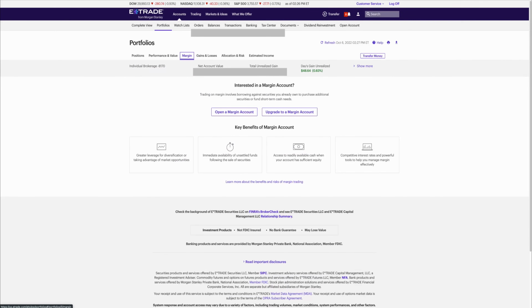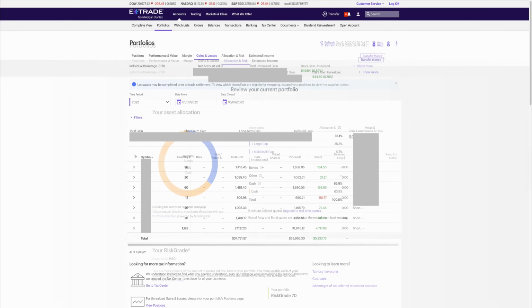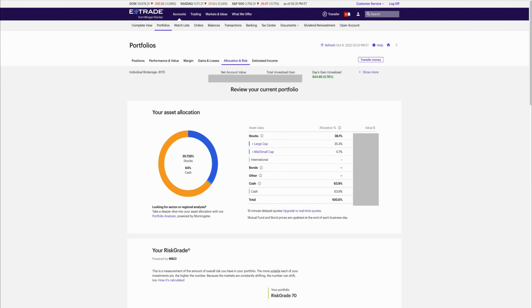On the next tab, you have the option to open a margin account. I have not yet done it, but it is my plan to create one. Gains and losses will provide you a better look at the quantity and assets you have traded this year or previous years. Allocation and risk will break down your account value based on how you trade.